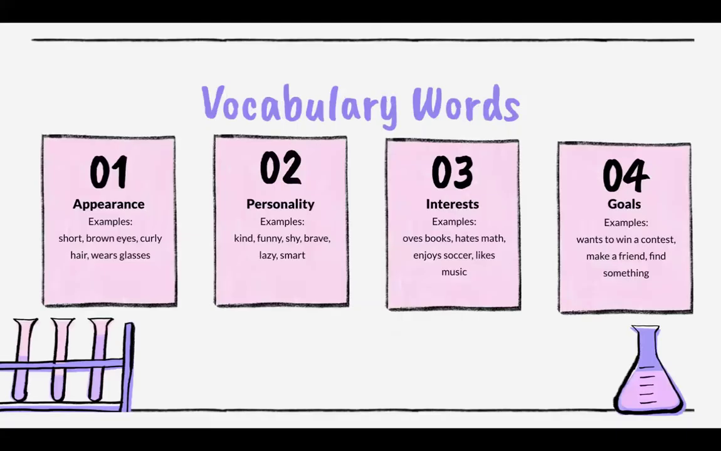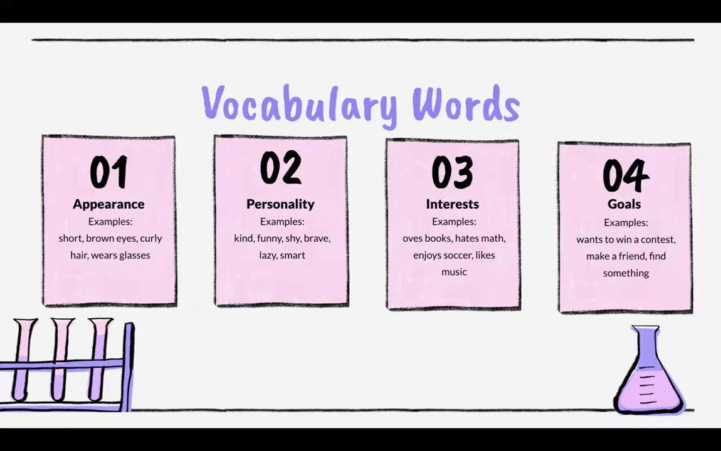So now let's go over some key vocabulary. We have four main vocabulary words that are really important to know. First, appearance. This is what your character looks like. Some examples might be short, brown eyes, curly hair, wears glasses, tall, anything that describes how they look. Personality is how they act. Who are they? For example, they're kind, they're smart, they're funny, they're shy, they're brave, lazy, intuitive. All these things describe someone's personality.